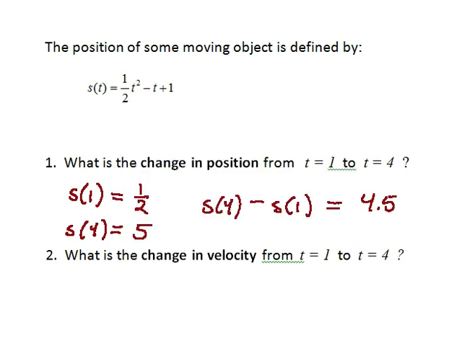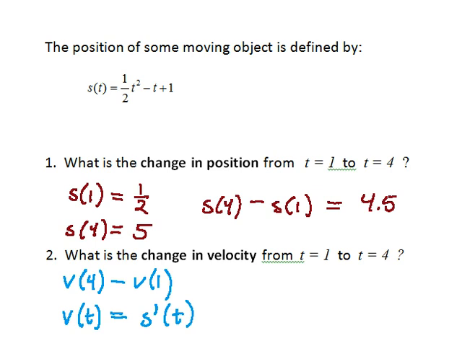If we had the velocity function v of t, this problem would be very straightforward. It would simply be v of 4 minus v of 1. The same strategy we used before when we needed to find the change in position. Luckily for us, though, we are smart enough to recognize that the velocity of the function is simply the derivative of the position function, which we are given. v of 4 minus v of 1, therefore, means the same thing as s prime of 4 minus s prime of 1.